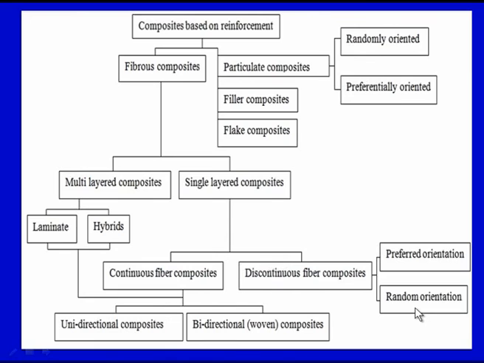So we can see that on the basis of the type of reinforcement that we put into the polymeric matrix, we can get different types of composites. We can have continuous fiber, discontinuous fiber, particulate, whiskers, small fibers, all the reinforcements in one direction, or randomly oriented reinforcement. All these types of composites will have different properties.